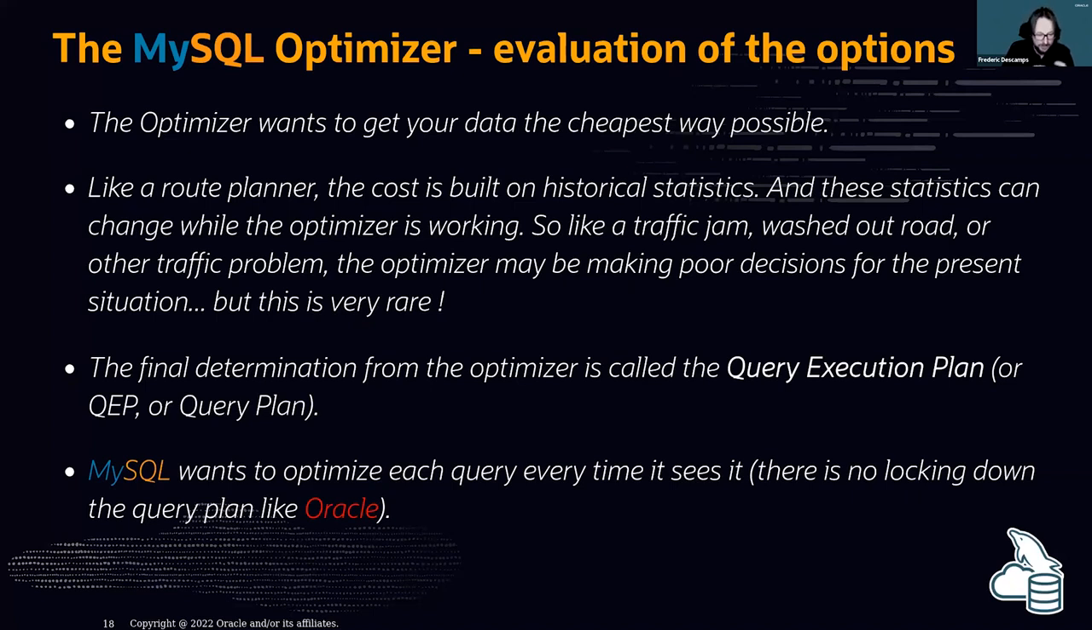And so the final determination of the optimizer is called the query execution plan for the query, or what I also call QEP, or the query plan. And of course, if you are an Oracle DBA, you must know that MySQL wants to optimize each time it sees a query. You cannot lock down the query plan like you can in Oracle, for example.